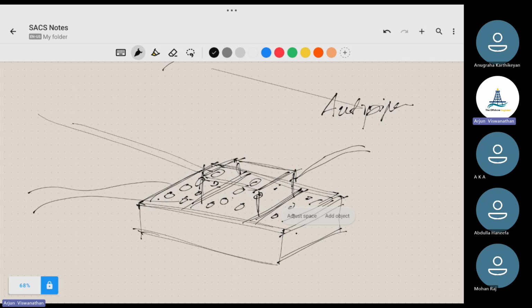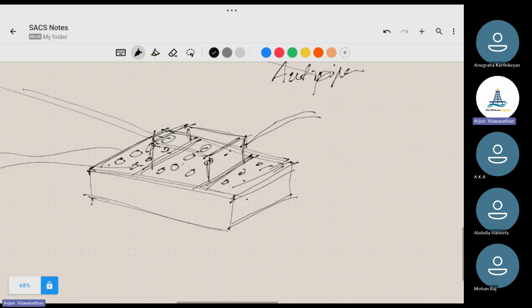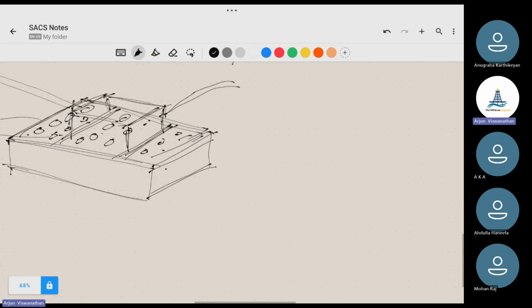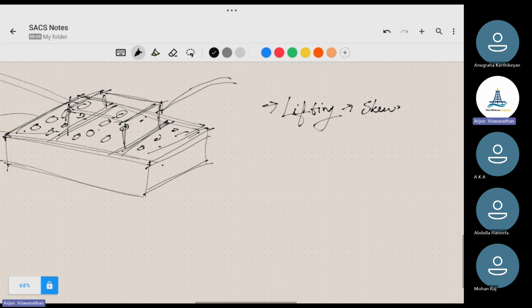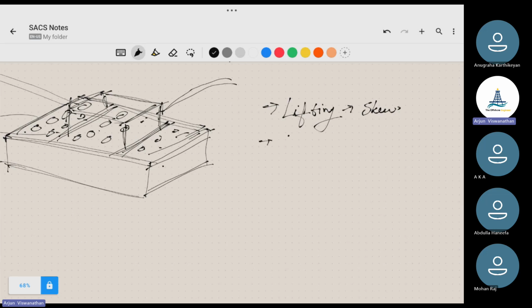So as a structural engineer, we need to make sure that the structure we design is good and can take all the required load cases. When we come to the required load cases, there are a few cases which we design for. The first and most critical one is the lifting case. When we do the lifting analysis, always make sure you do the skew analysis. I will explain what lifting and skew are. Then we need to do a transportation analysis.